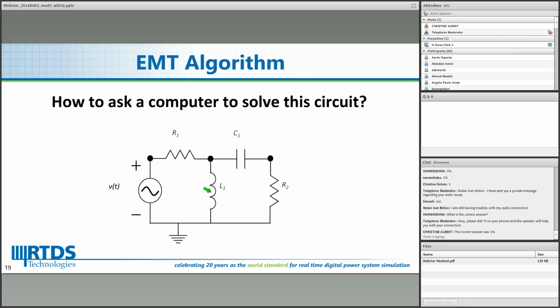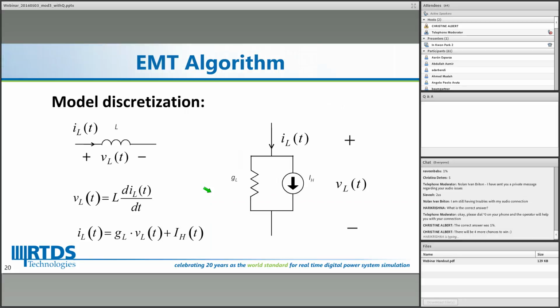So let's say we have a circuit like this, and we want to solve the circuit. Solving the circuit means we want to get the node voltage on every node in the circuit, and we want to get the branch current in every branch in the circuit. Of course, if we have paper and a good calculator in our hands, then solving such a circuit is not a big deal. But what we want to do is ask a computer to solve this circuit.